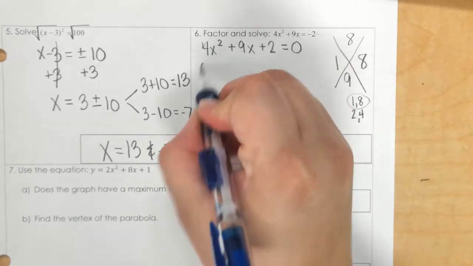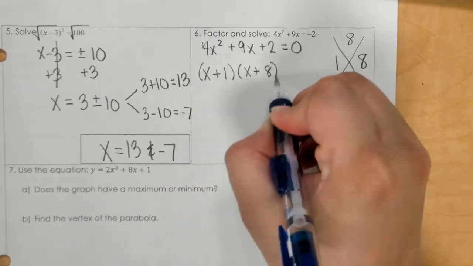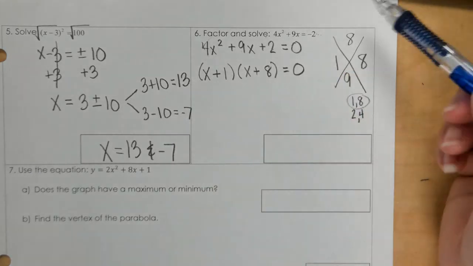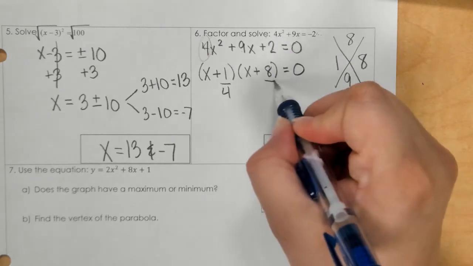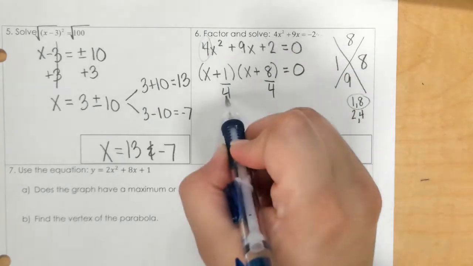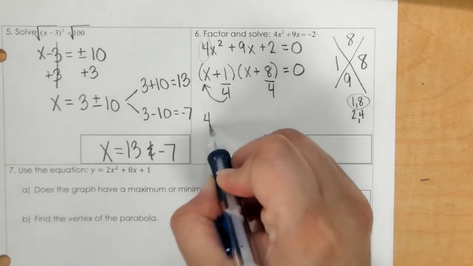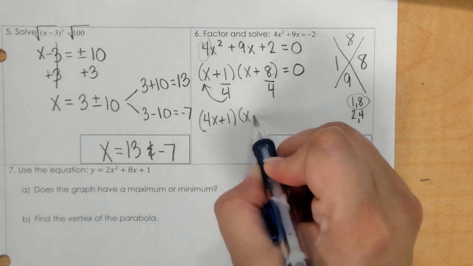So now I need to write this in factored form. But since it's bottoms up, I need to divide by this 4. And you should notice that 1 divided by 4 would give you a decimal, so you're going to bring the bottom up. And here this can divide evenly, so you get 2.